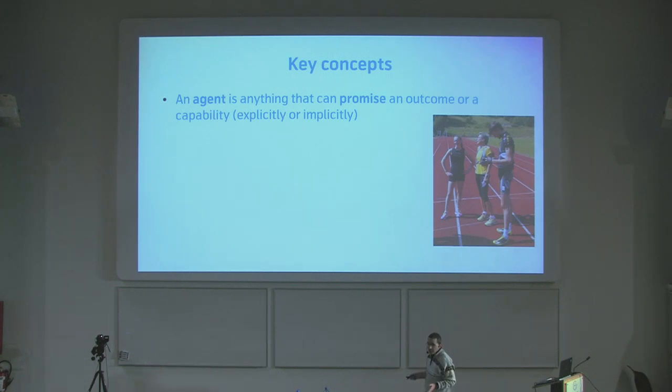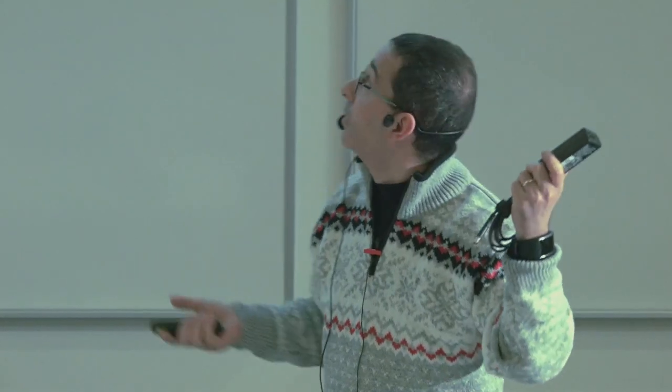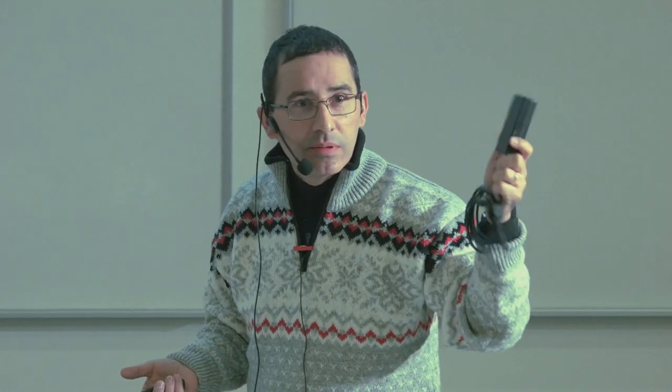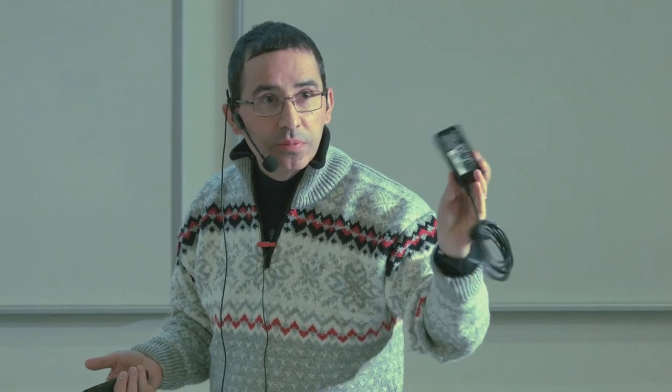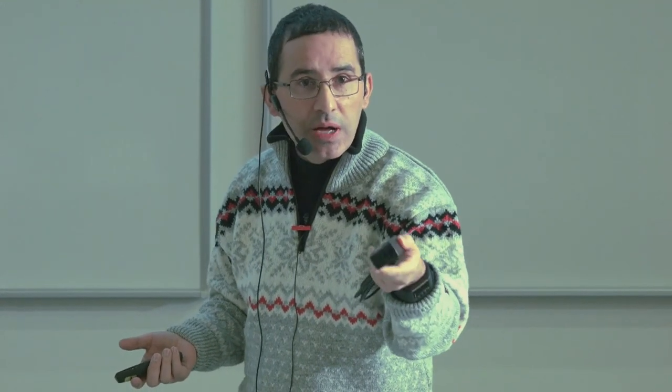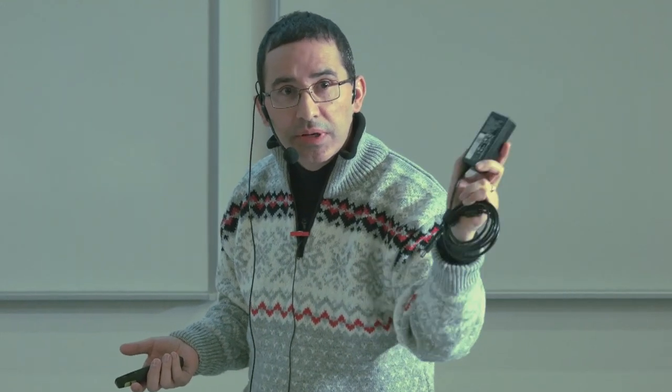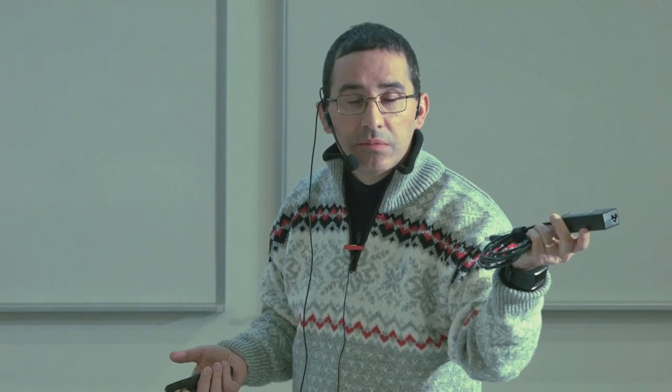This is easy. But what about this thing? This is the power adapter of my laptop. Well, it's making a promise, even if it's not talking or doing anything. It's promising me to output direct current 19.5 volts, 3.34 ampere. It's a promise that this thing is making, right? And it's not talking. So that's an implicit promise.